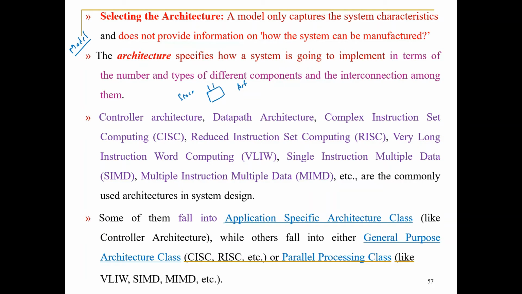Some are application specific, while some are general purpose. General purpose means any application, any embedded system you say, you can go with any of the architectures. For example, here the controller architecture is application specific. This architecture can be used only if you want to design some control units. Whereas the CISC and RISC architectures, you can use to manufacture the control unit as well as the sensors, or the connection that happens between the sensors and the actuators. That is what architecture means.